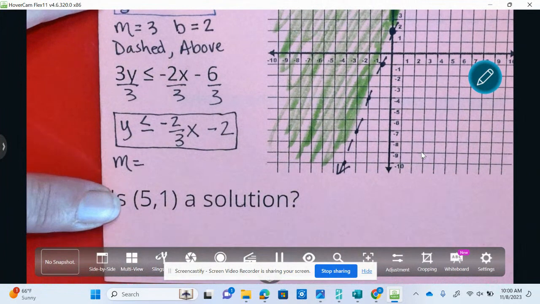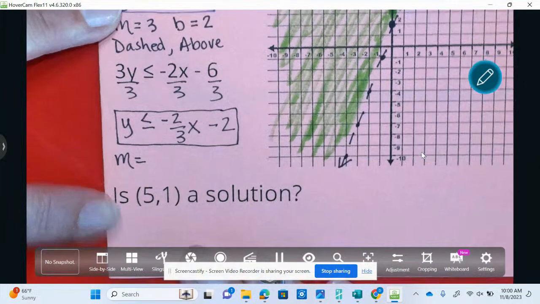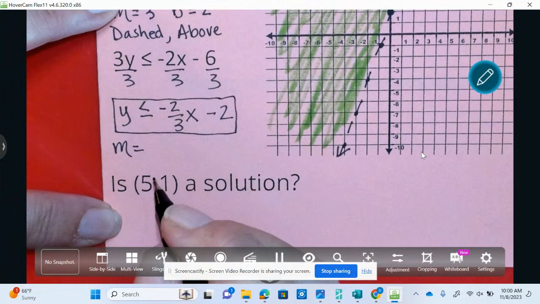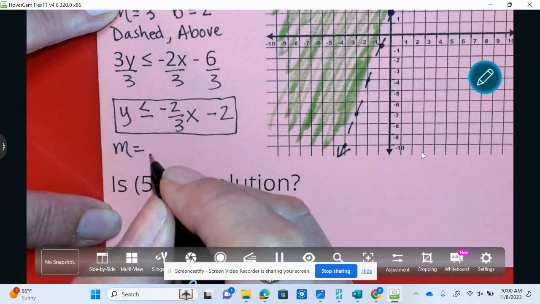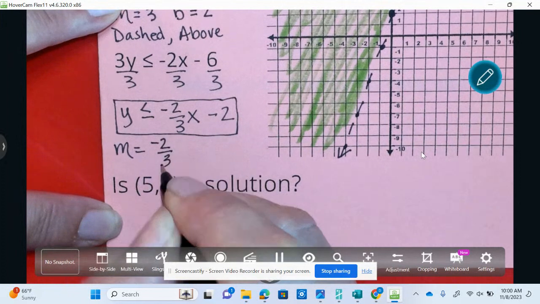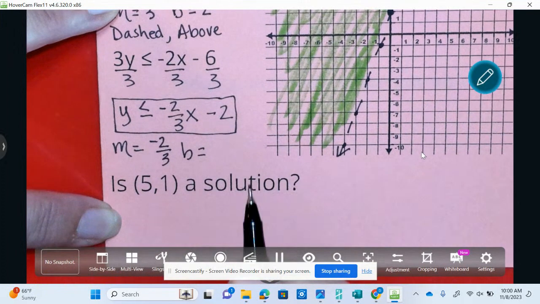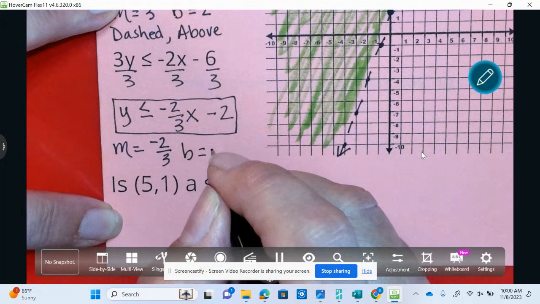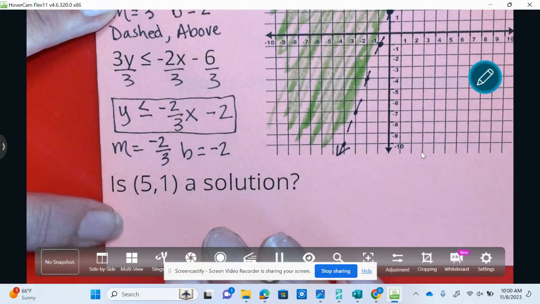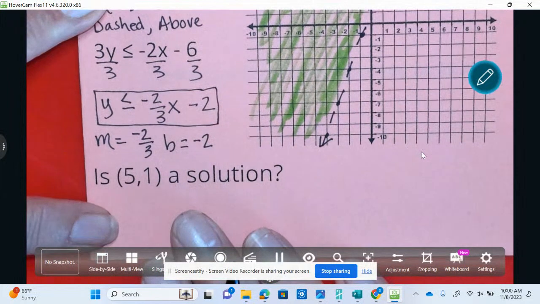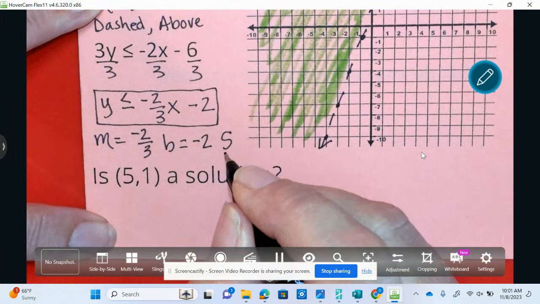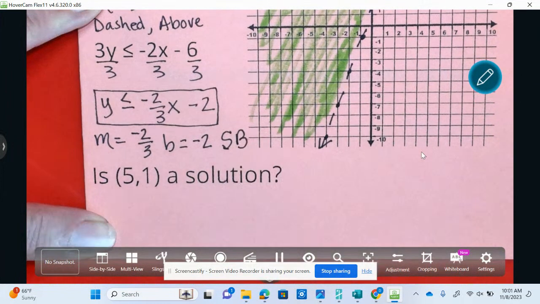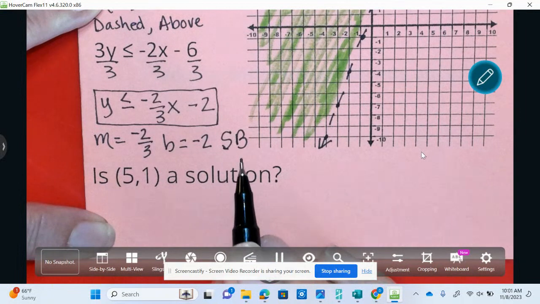Jaden, what is my slope? What's my number attached to my x? Right here. What's that number? Negative 2/3. Yeah, negative 2/3. That's my slope. What's my y-intercept, Garrett? Negative 2. Am I going to have a solid line or a dashed line? Solid. Am I going to shade above or below? Below. So S, solid; B, below.